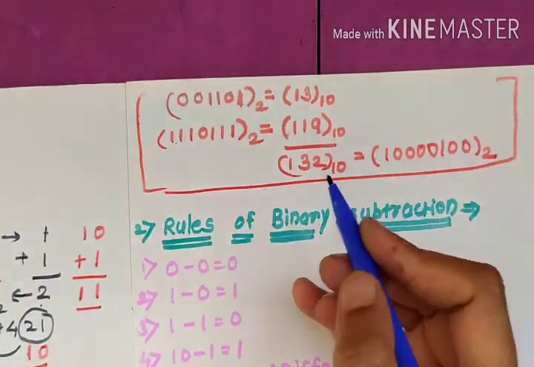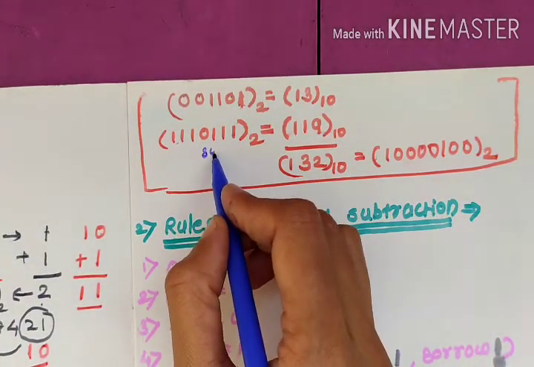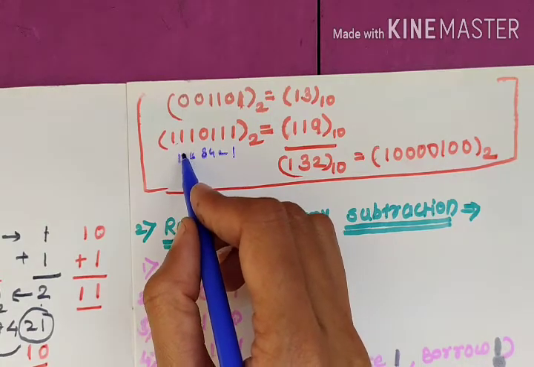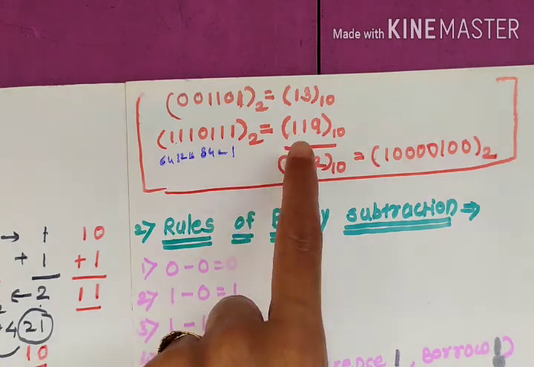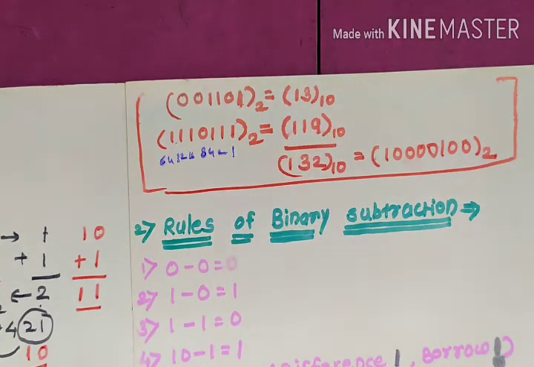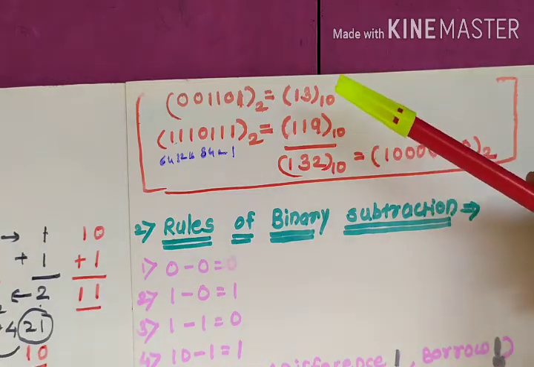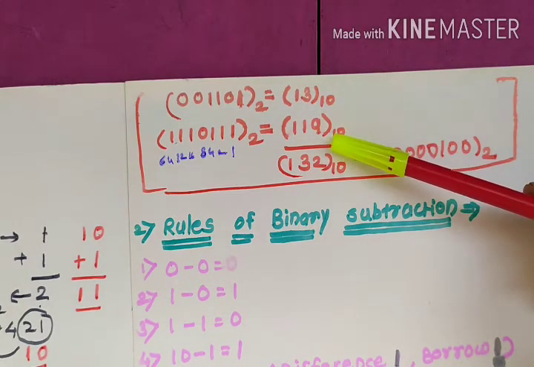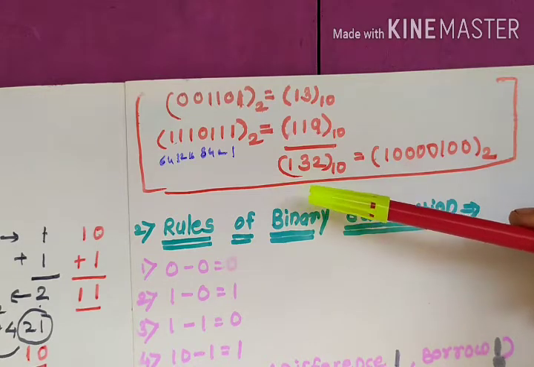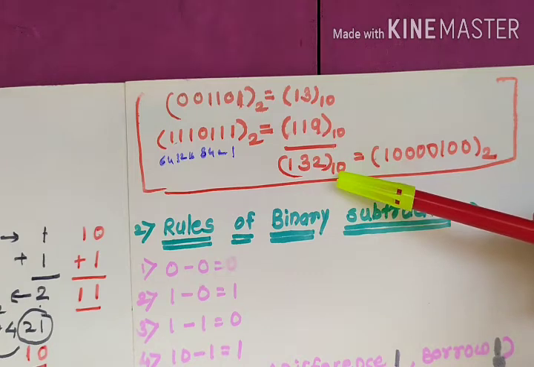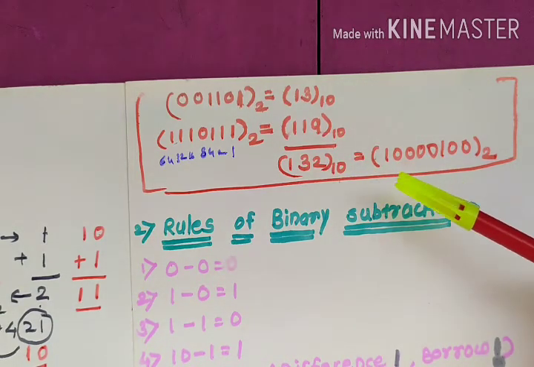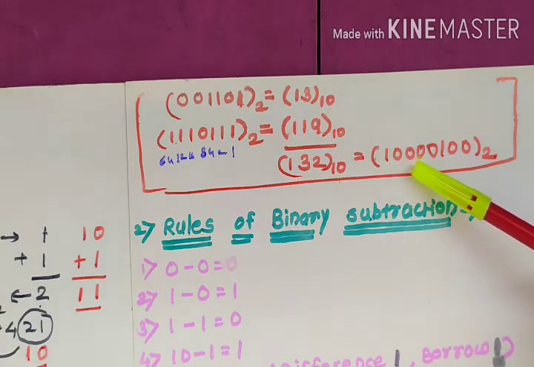You have to write according to 8421, 8421, 16, 32, 64 in this way. Then you will get the correct addition, and you can find out the decimal of the given binary number. Okay, so this 13 decimal plus 119 decimal is equal to 132 decimal, and we can represent this 132 decimal in binary as follows: 10000100 binary. Is that clear, students?